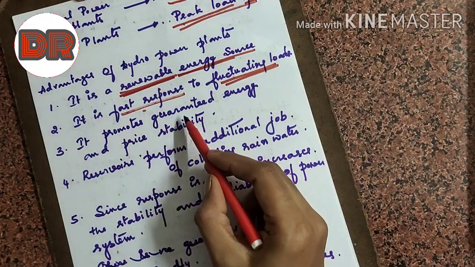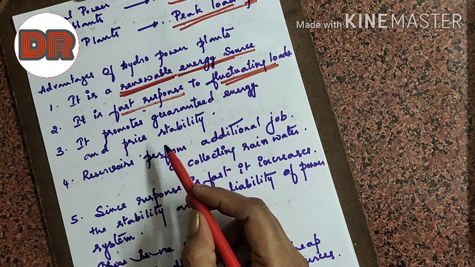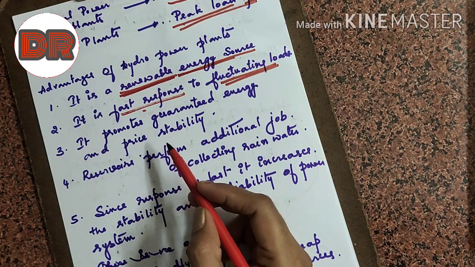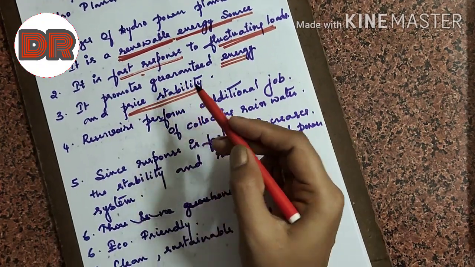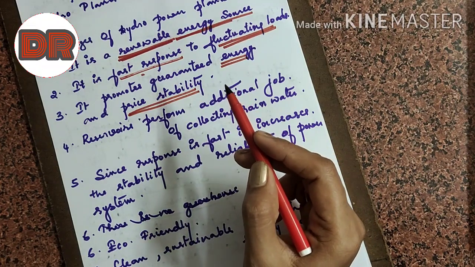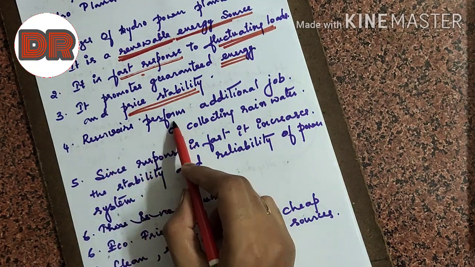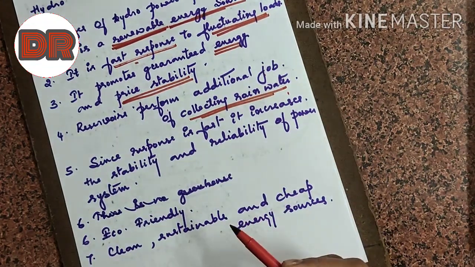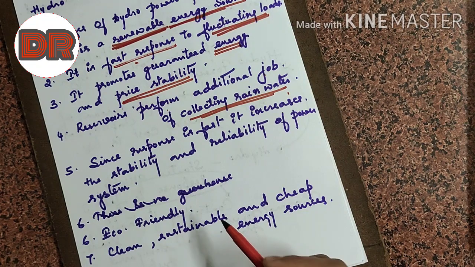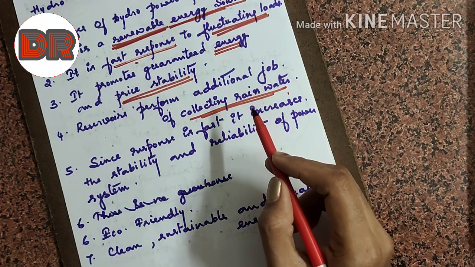It also promotes guaranteed energy and price stability. Since it is not dependent on market instability or market fluctuation, it promotes guaranteed energy and also price stability. Always there will be stability in the price. And since many of the hydropower plants have reservoirs, reservoirs perform the additional job of collecting rainwater. So there will be an abundant energy source, that is water, and they can collect rainwater as the source of energy.